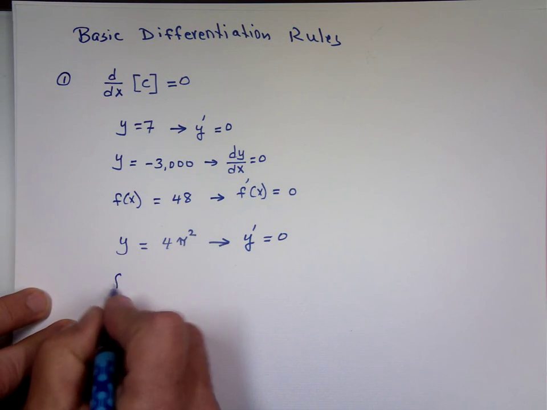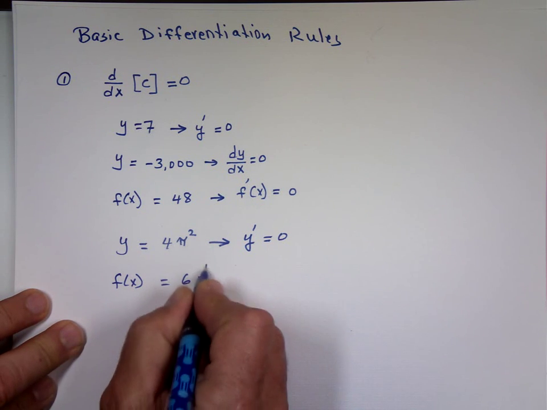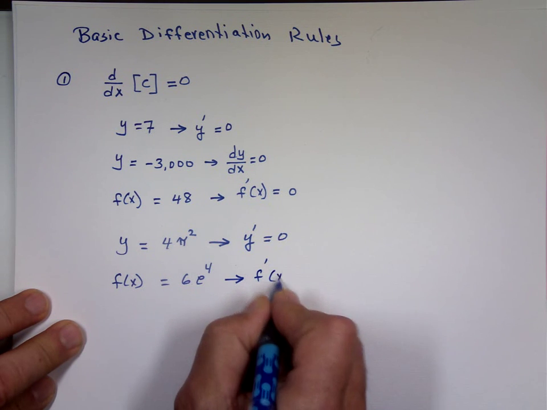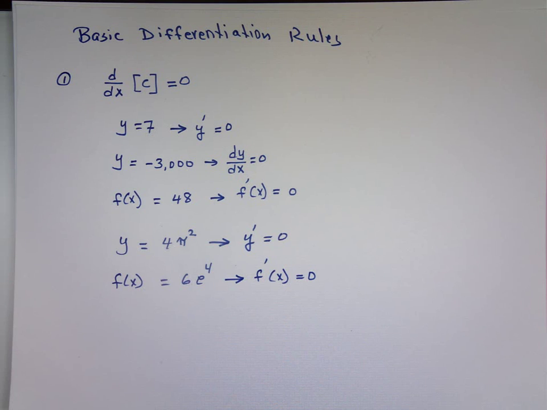If I have f of x equals 6e to the 4, what's the derivative of that? That's still 0. That's a number. There's no x in it. E to the 4 is some number, so you can do the math, find that number, and take the derivative of that, which is 0. That's a constant, so the derivative of any constant is 0. That's rule number 1.